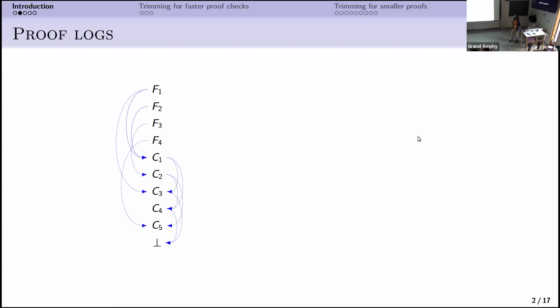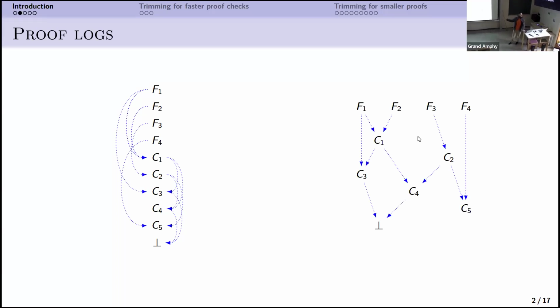In this proof, like this, we can't see much, but if I write this like this, we can immediately see that for the contradiction, we don't need the constraint C5 that was derived by the solver, so we can trim that away and remove C5 and F4, and we have a smaller proof. And hopefully that would be faster to trim a smaller proof.